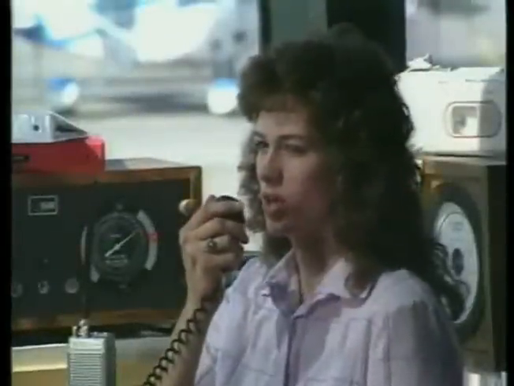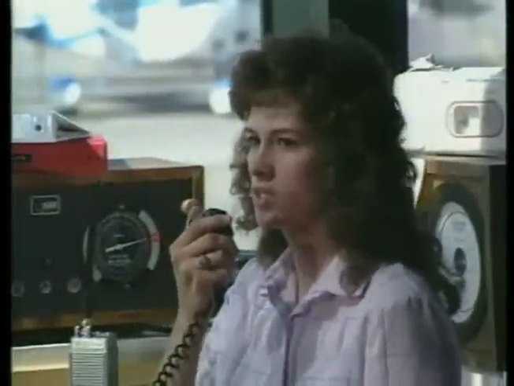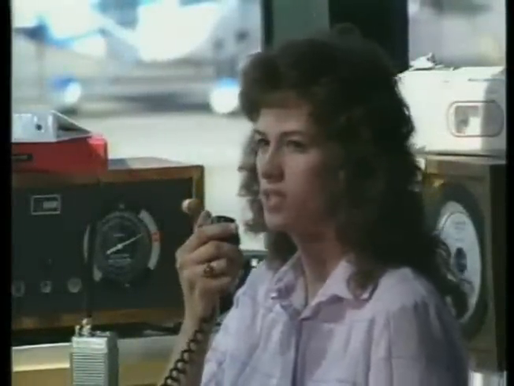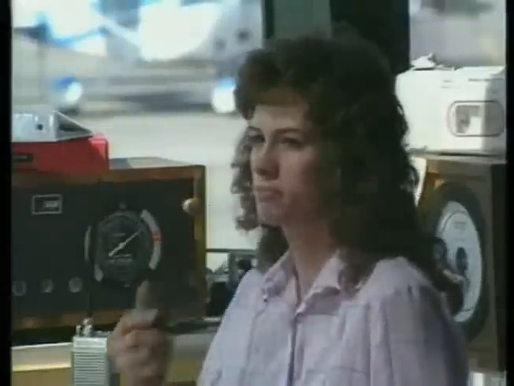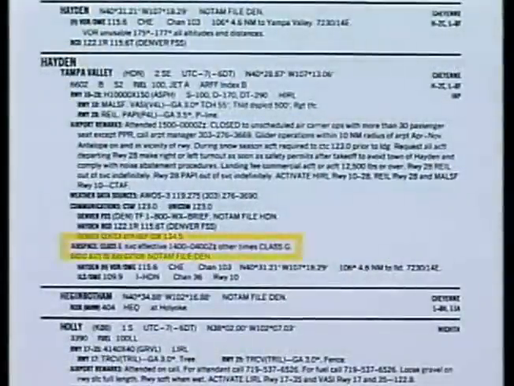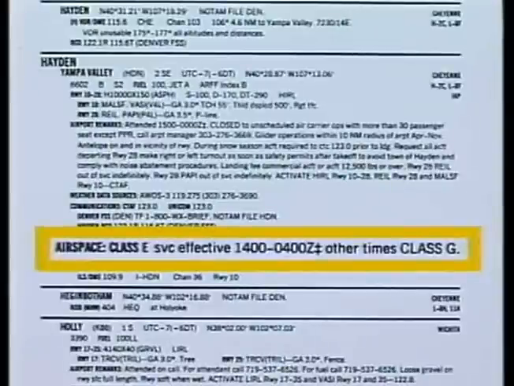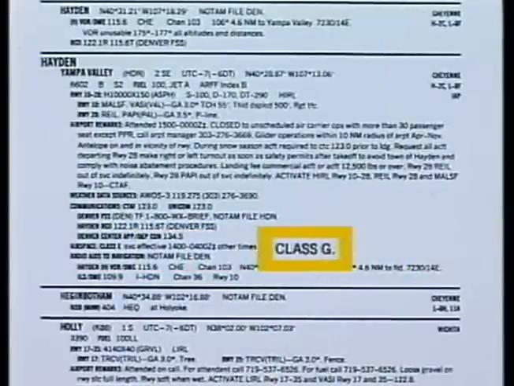At airports where Class E airspace begins at the surface, weather reporting services are provided by an FAA-designated weather observer. At certain times, this service may not be available, and the airspace will then be designated as Class G.